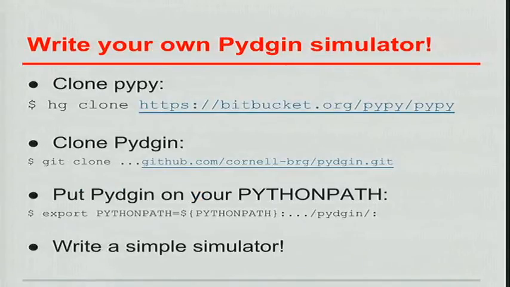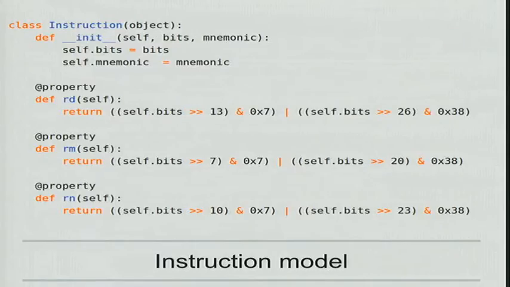So if you wanted to do this, what would you do? You would clone PyPy, and that would give you the RPython toolchain. You'd clone Pydgin, which gives you this Pydgin framework that helps you do a lot of the work that you need to do to write the simulator. Put that on your Python path, and then write a simulator. As easy as that. So what bits do you need to write to make that simulator work? You need all the bits that the Pydgin framework can't know about because they're specific to your particular CPU architecture.